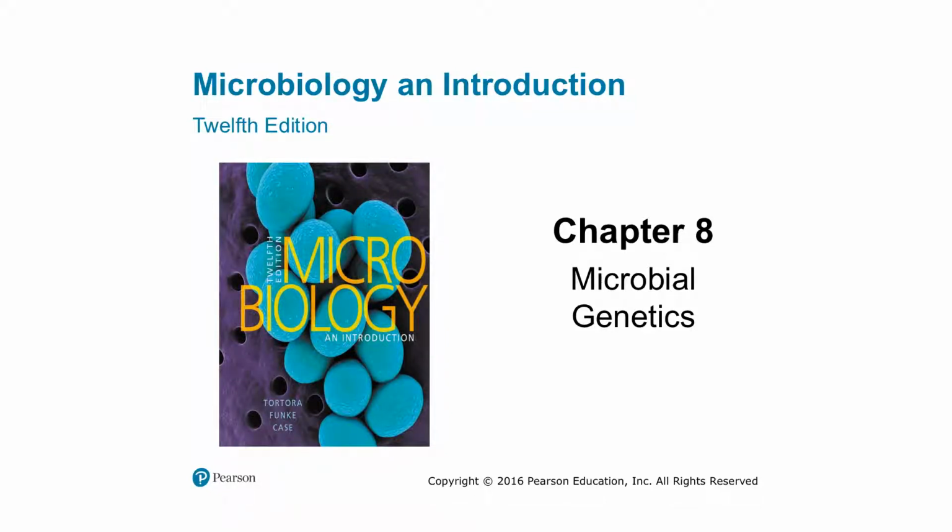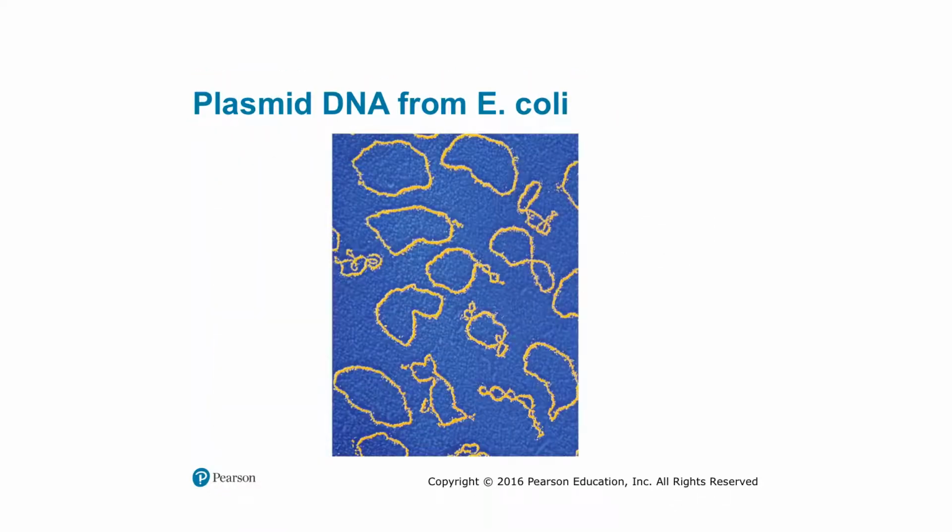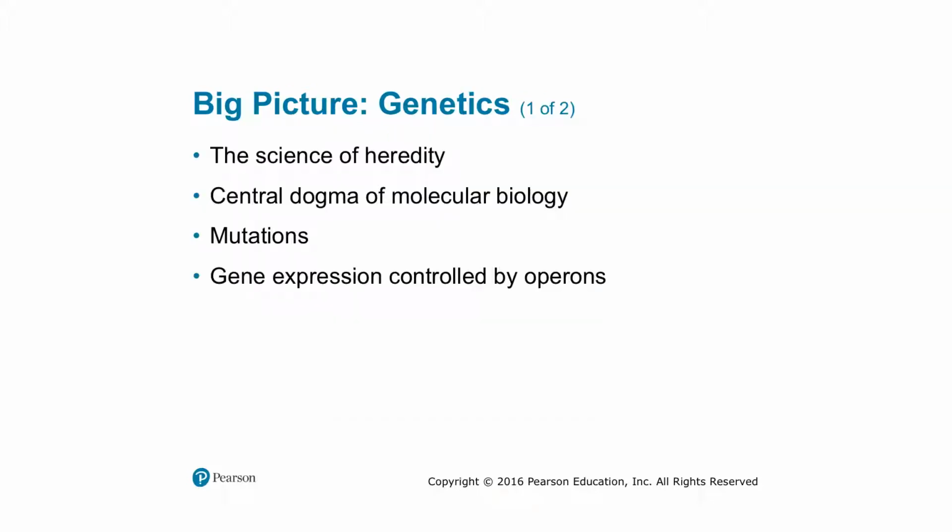This is Chapter 8, Microbial Genetics. So this is the plasmid DNA from E. coli, and what they've done is they've lysed the cell membranes and the cell walls, and they've released and stained the DNA from these cells. And so what you're seeing here is just the circular DNA that these bacteria have.